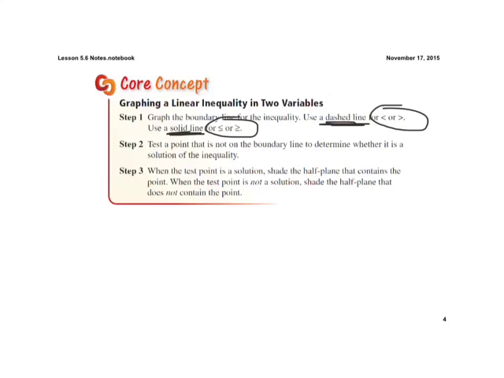The solid line, we include all the points on that line in our solution. But the dashed line, the points on the line are not included in our solution. Step 2, we're going to test a point that's not on the boundary line. The point we're usually going to use here is 0, 0. But 0, 0 cannot be on the boundary line. So if it is on the boundary line, we might use something simple like 1, 1. Now step 3, when the test point is a solution. If 0, 0 makes that inequality true, we're going to shade towards the origin, point 0, 0. But if it's not a solution, we're going to shade away from the point 0, 0.